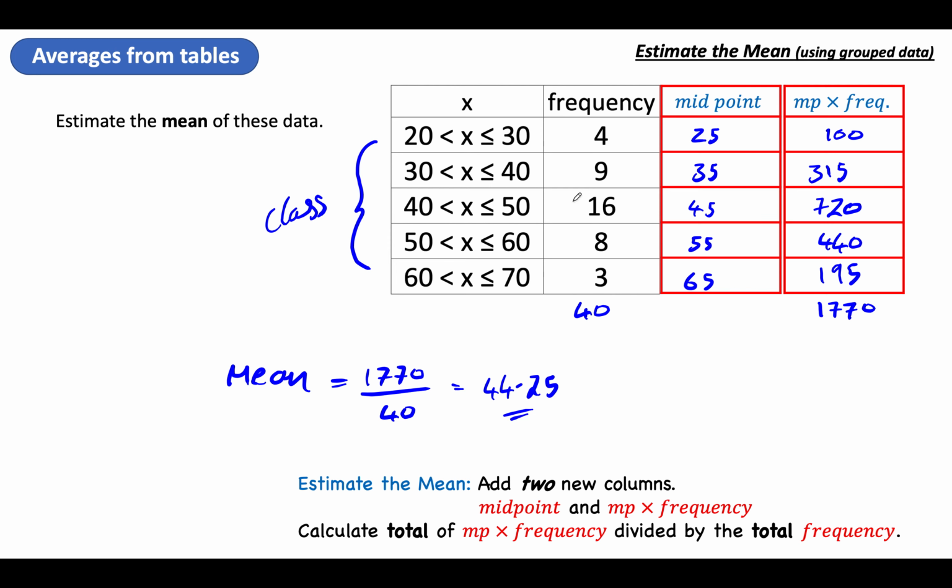It's somewhere in this class here. Well, that looks pretty reasonable, doesn't it? It's in that class where the bulk of the data is. So that looks like a reasonable answer for my mean.